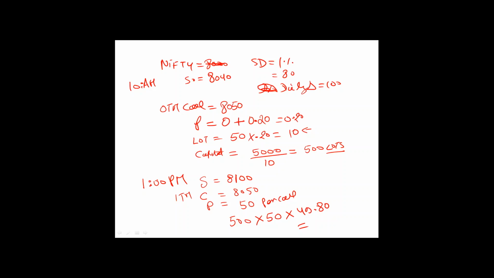So let's calculate it. I'm using a calculator. 500 lots into lot size of 50, into my profit of 49.80, which comes to 1237500. Woo! 5,000 became around 1.2 million.